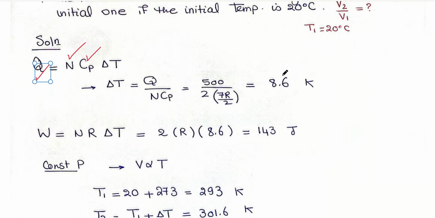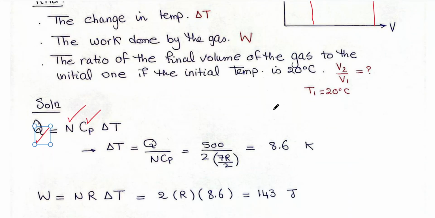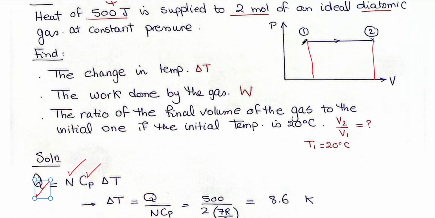nR delta T, I already calculated delta T, I substitute to get the work. Then it's given temperature at 1. At 1, the temperature is 20. What is V2 over V1?